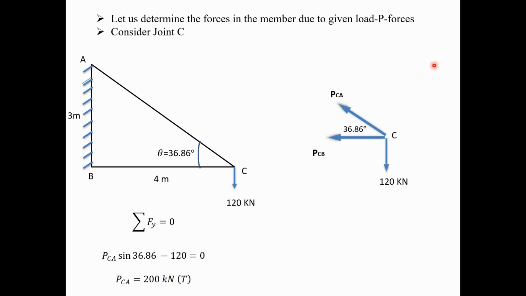So positive value, it means that our assumption for PCA is correct. We assumed in the tensile direction and we got the positive sign. So PCA's correct nature is tensile.